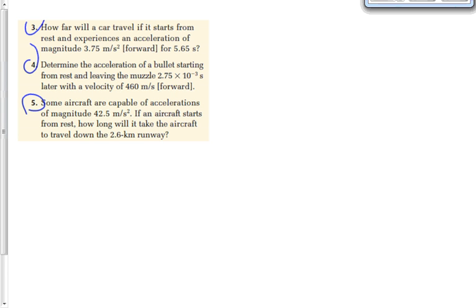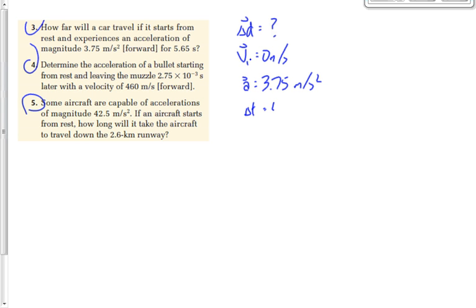Let's write down our givens now. We're looking for how far it travels. We're looking for the displacement. It starts at rest. We're going to say v_i is equal to 0 meters per second. And we're going to say the acceleration is positive 3.75 meters per second squared, and the time is 5.65 seconds.